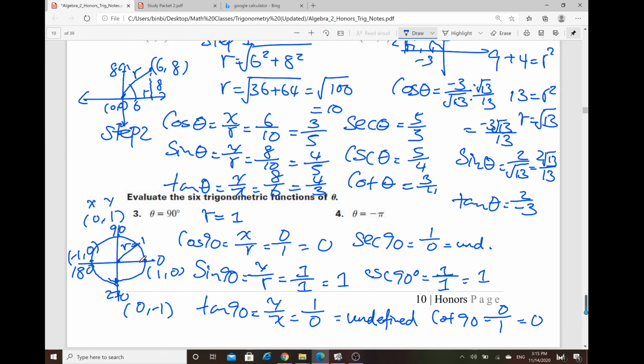And then what about for -pi? Same thing. -pi means you're going back clockwise, so it's reaching 270. So we're using the xy value (0, -1). Okay, so try that one and see what happens.